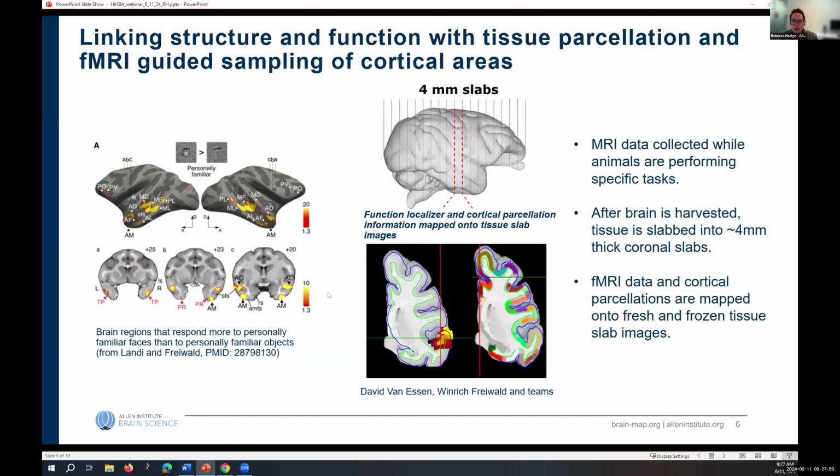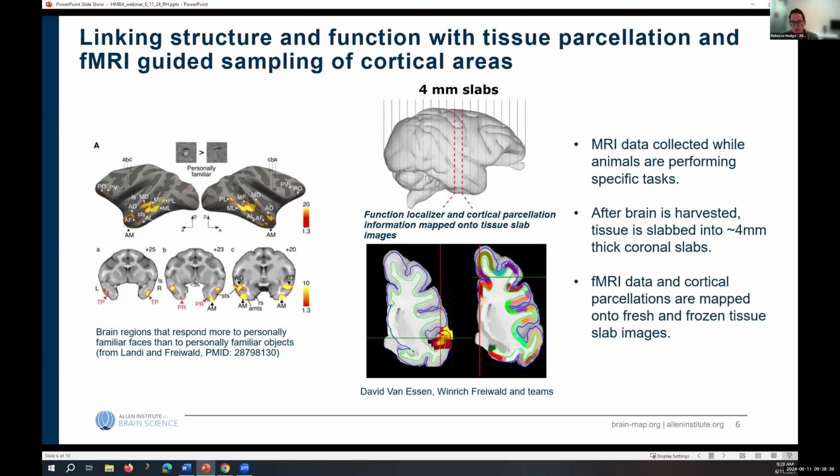Lastly, we're also trying to link the underlying structure of brain regions with their function. To do that, we're pairing function-localizing MRI techniques with downstream single-cell genomics and spatial transcriptomics assays. This is largely being done in macaque animals, where there have been many years of research to develop function-localizing tasks that enable researchers to characterize areas of the brain that are particularly active when an animal is presented with a specific stimulus. The example shown here is work from our collaborators in the Freiwald lab, where they showed that specific areas of temporal cortex are preferentially active when an animal is presented with an image of a familiar face versus a familiar object.